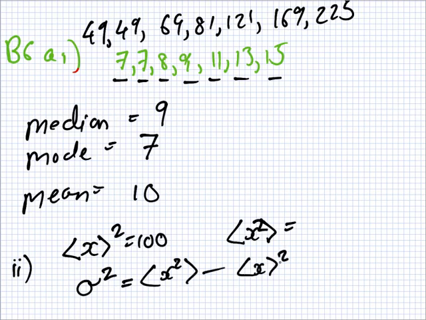You remember this, KJ? Or were you asleep, maybe? 49 plus 49 plus 64 plus 81 plus 121 plus 169 plus 225 divided by 7. So that's 109. So then sigma will equal 3.